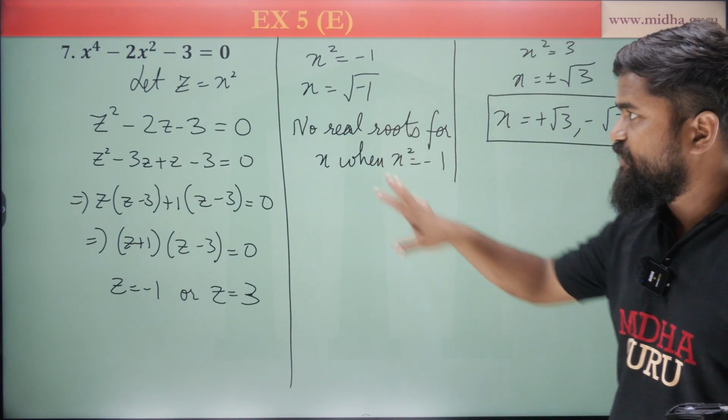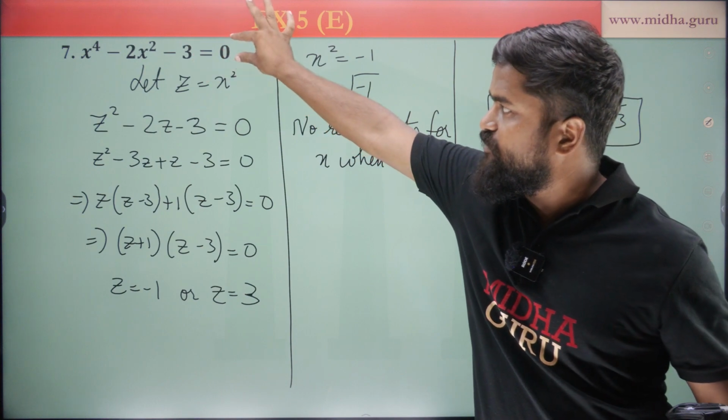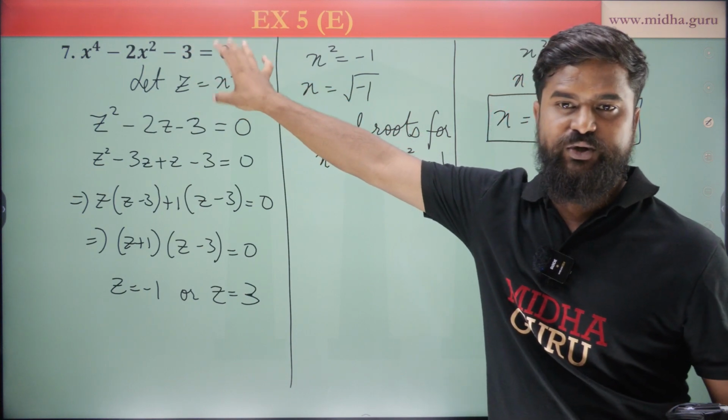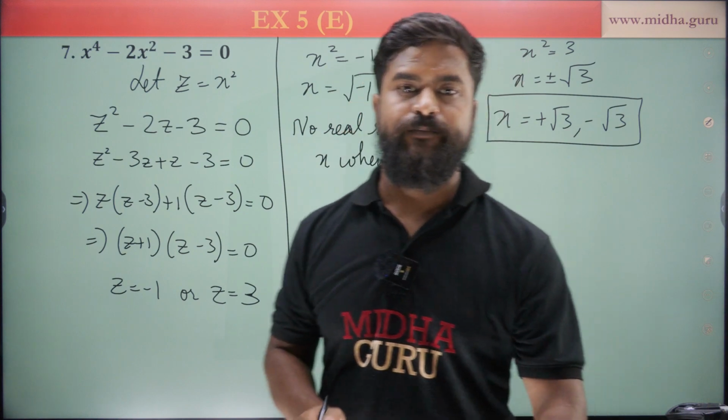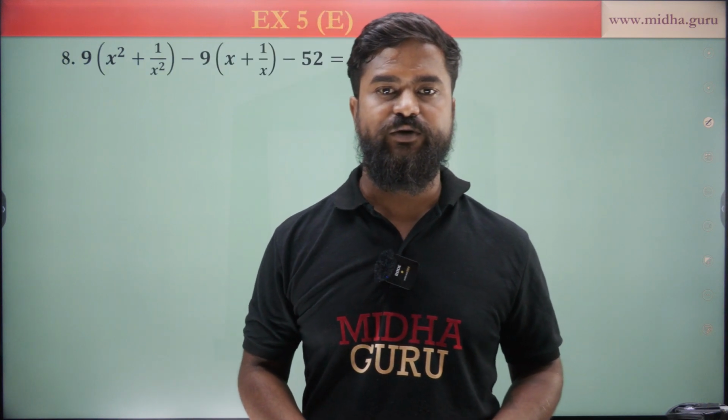So the only possible values that we can find for x for this particular equation, that is x to the power 4 minus 2x squared minus 3, are the positive and negative square roots of 3. So now let's move on to the next question.